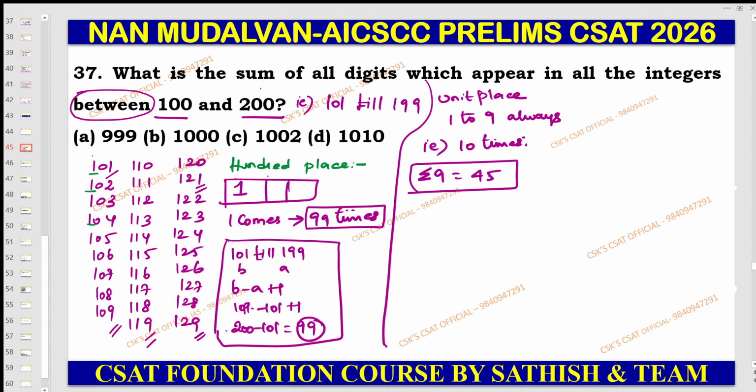You guys know about that summation of 9. If you are adding 1 plus 2 plus 3 plus 4 plus 5 plus 6 plus 7 plus 8 plus 9, that is the summation of 9. Right. 10 times you have to write. So 10 into 45 becomes 450. That is the summation.